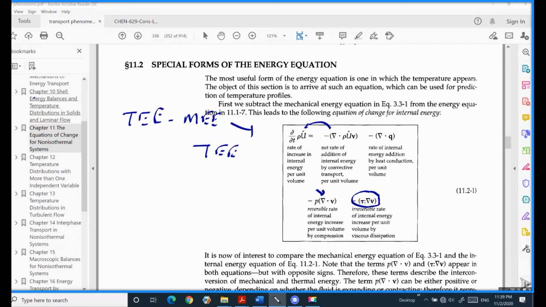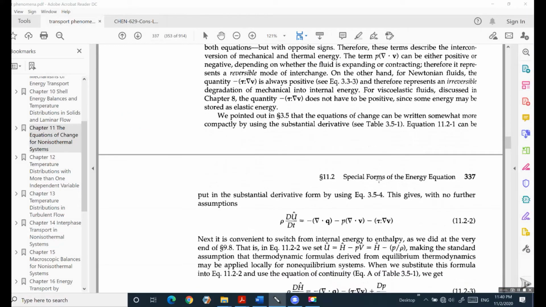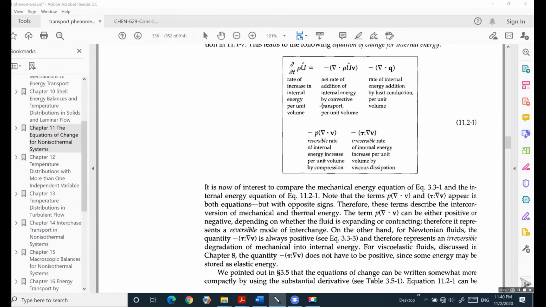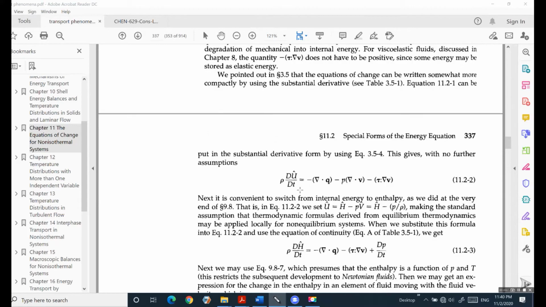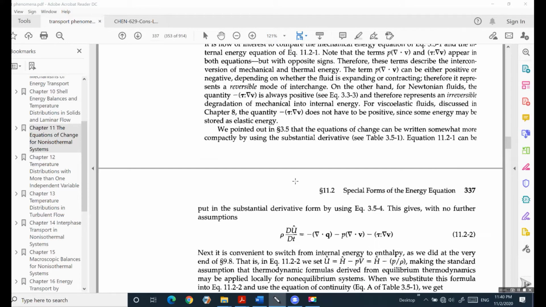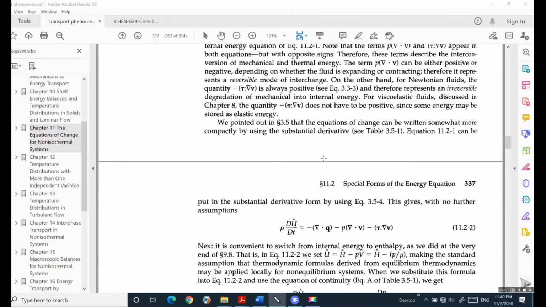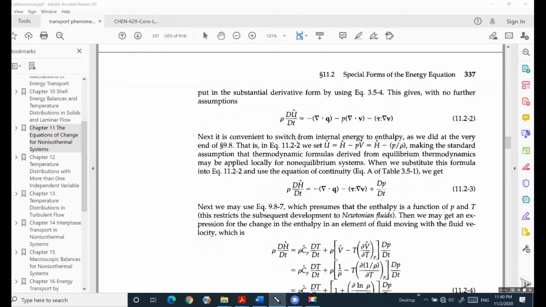So okay, let's continue. This is the spatial form of thermal energy. Now we have this thermal energy, but we can write this thermal energy in this form, as I said before. We can dump this convective term in the left side, and we can write this as a substantial derivative again.